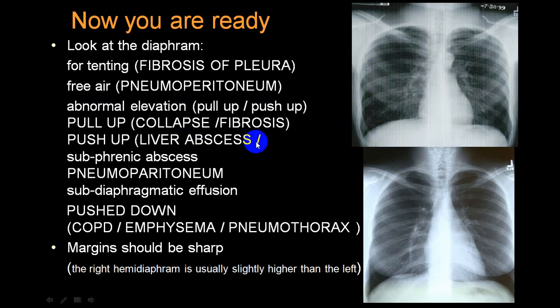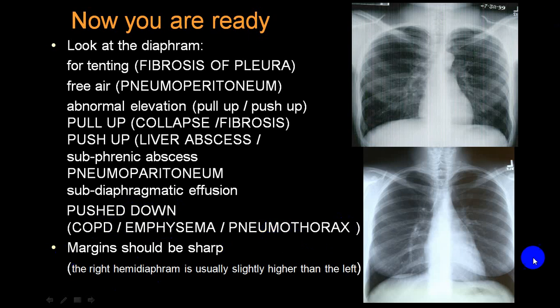While push up is because of liver abscess, subphrenic abscess, pneumoperitoneum, subdiaphragmatic effusion, even because of pregnancy. Bilaterally, both domes of diaphragm will be pushed up in pregnancy, obesity, massive pleural effusion, massive ascites, a big mass in the abdomen like ovarian tumors, teratomas, etc. It is pushed down bilaterally in emphysema, COPD, and unilaterally pushed down in case of pneumothorax.